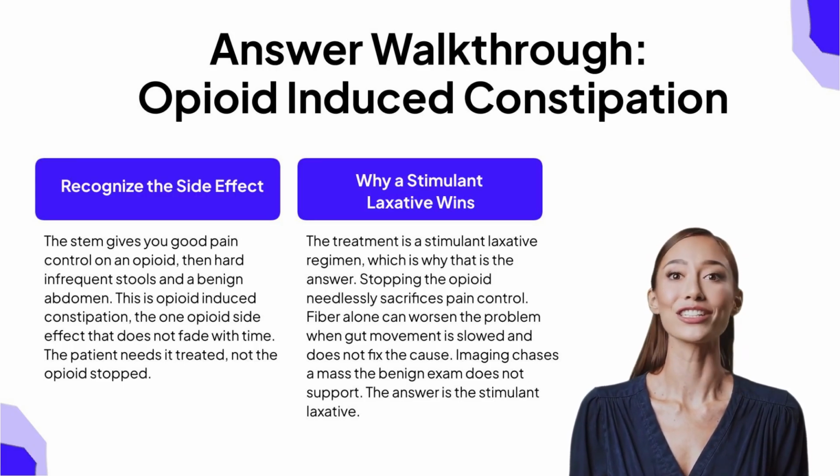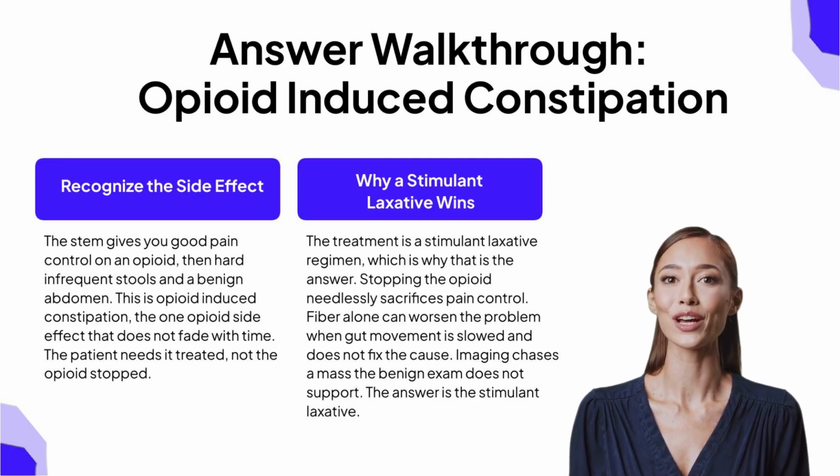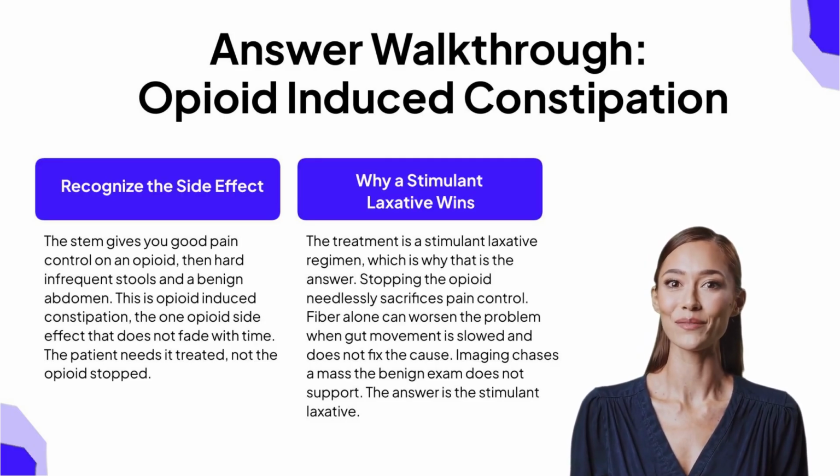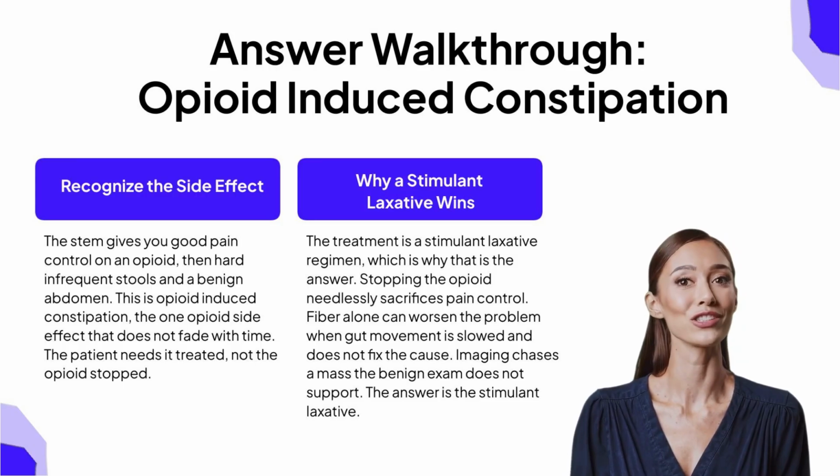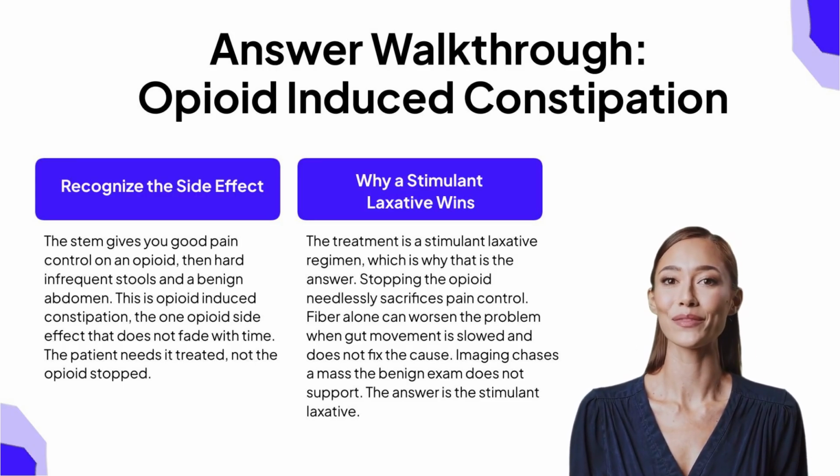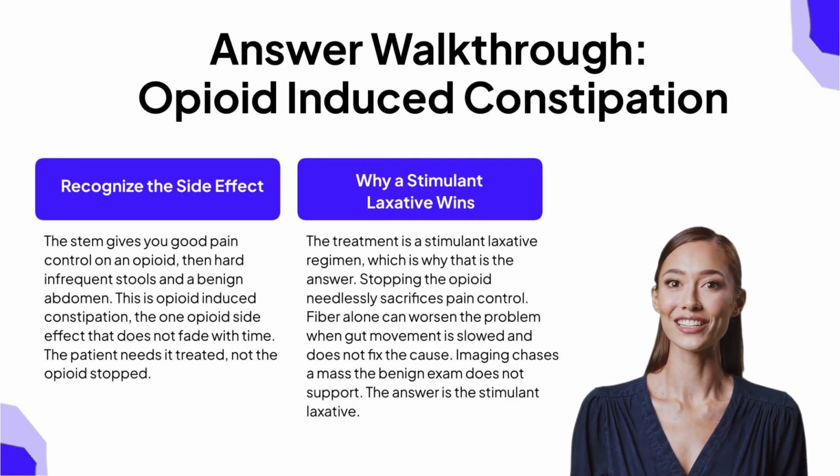Stopping the opioid needlessly sacrifices good pain control. Fiber alone can actually worsen things when gut movement is slowed and does not fix the cause. Imaging chases a mass that the benign exam does not support. The correct answer is to start a stimulant laxative regimen.